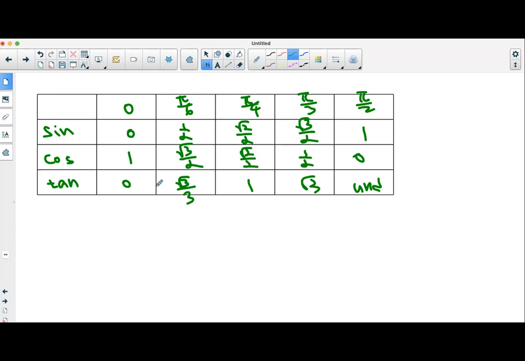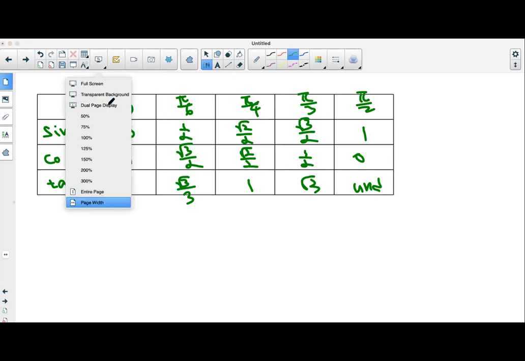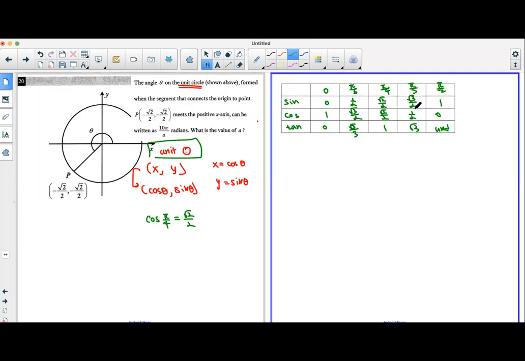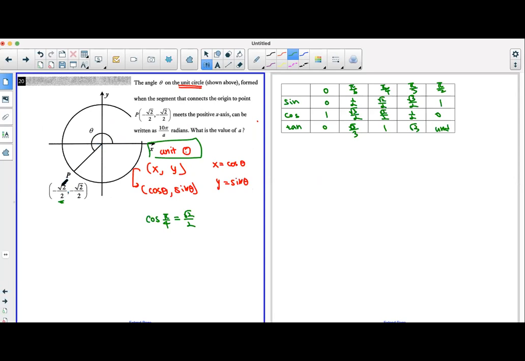So you should memorize these things. There's no way out, okay? You have to memorize them. Once you get that, you realize that the cosine of an angle is negative, but the value is radical 2 over 2. Then that tells you that the reference angle you see here would have been equal to pi over 4.